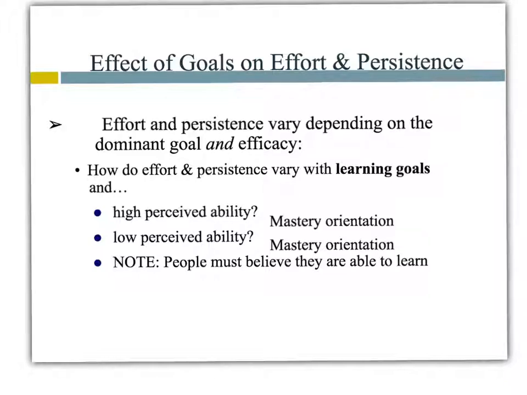How about low perceived ability with learning goals? Here you're still going to have a mastery orientation, and these individuals are likely to persist through challenges. However, it's important to note that people must perceive or believe that they're at least able to learn.